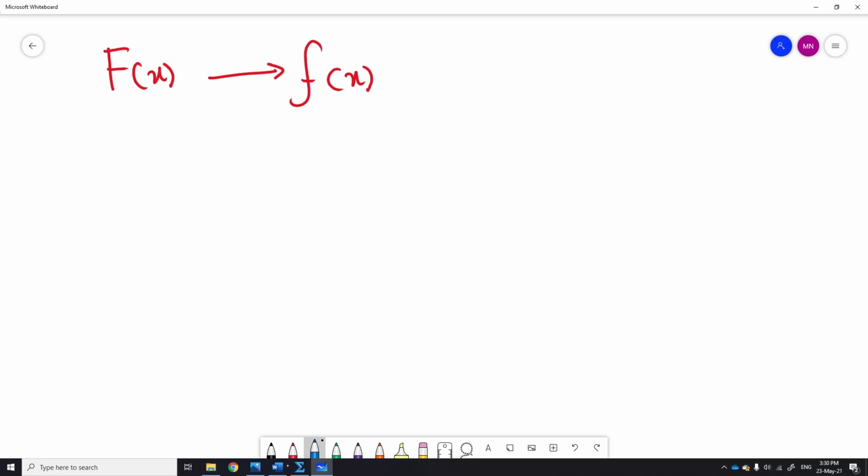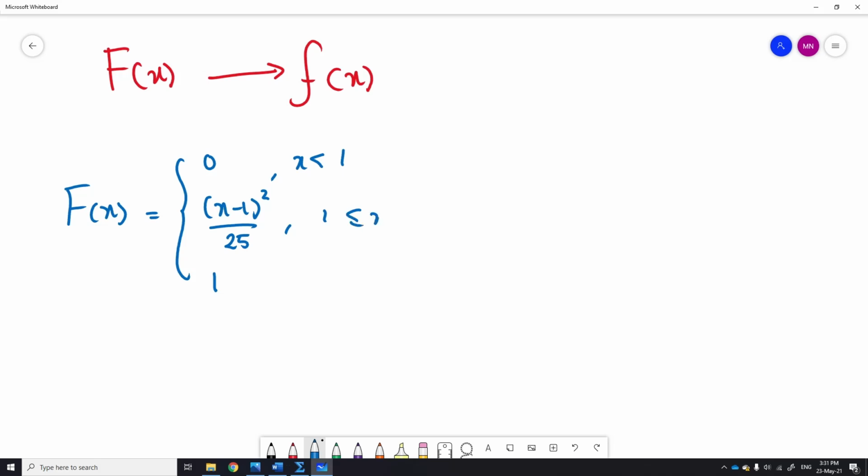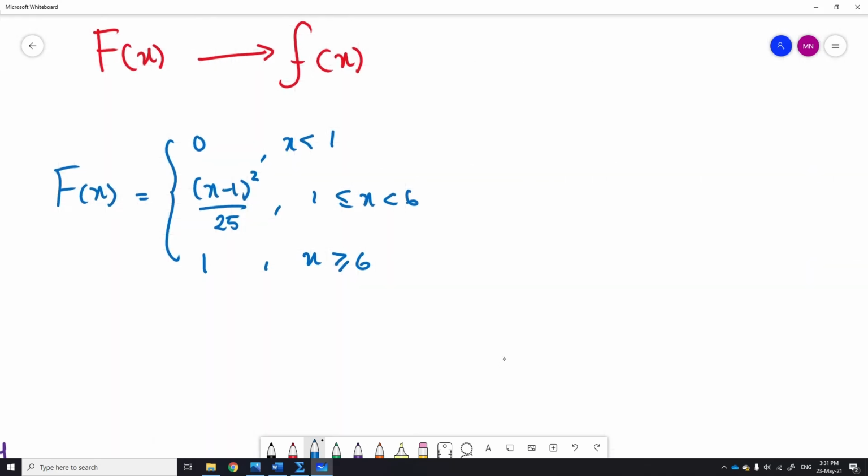Okay, so usually the cumulative distribution function is written in a form like this: 0, (x minus 1) squared over 25, and 1. The 0 is for where x is less than 1. This one, (x minus 1) squared over 25, is for 1 less than or equal to x less than 6. This one, 1, is where x is bigger than or equal to 6. So the question is, how can we change it back into the probability density function?